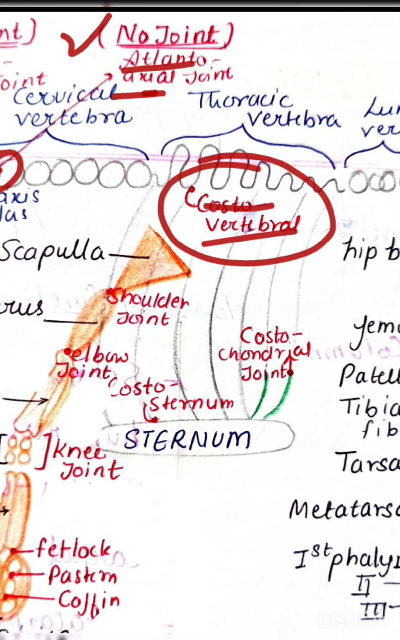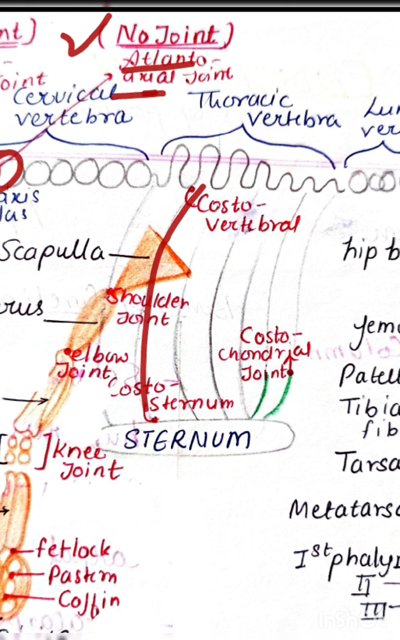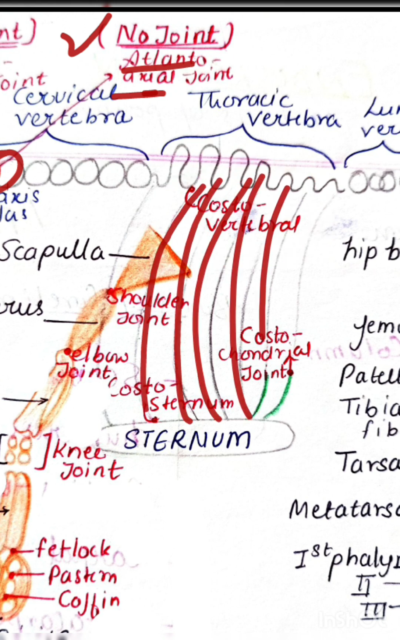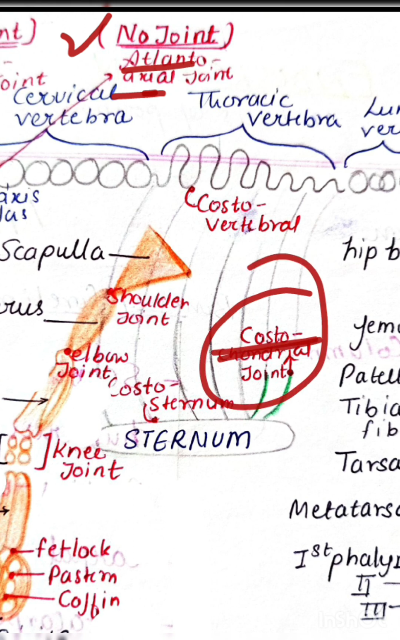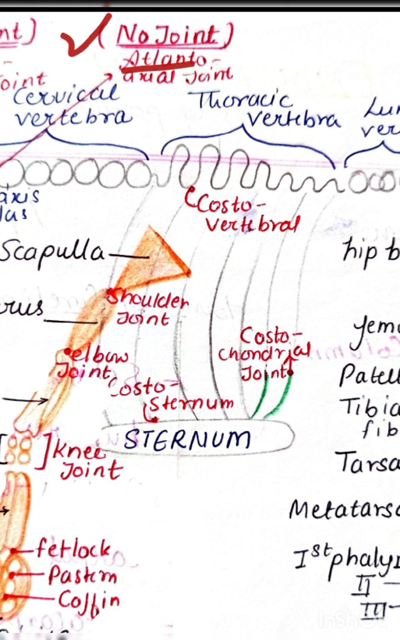Now we study the costovertebral joint. As I said earlier, costo is used for the ribs and vertebral is for the vertebral column. The second joint is the costochondral joint. Costo is used for ribs and chondral is used for the cartilage.